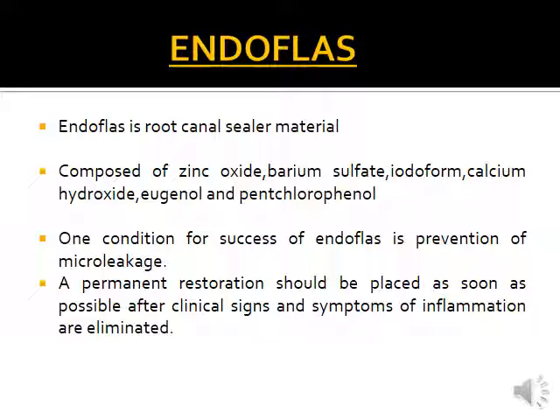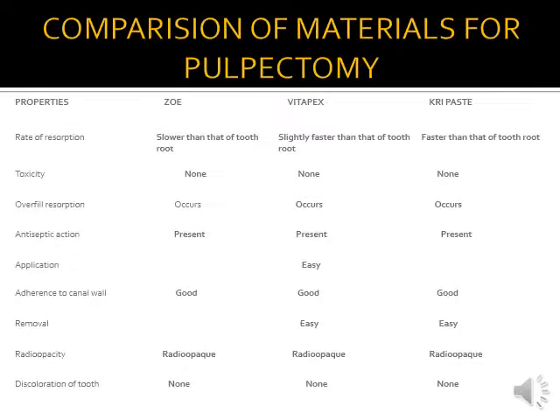Endoflas. Endoflas is a root canal sealer material composed of zinc oxide, barium sulfate, iodoform, calcium hydroxide, eugenol, and chlorophenol. The one condition for the success of Endoflas is prevention of microleakage. A permanent restoration should be placed as soon as possible after clinical signs and symptoms of inflammation are eliminated. This is the table showing comparison of different materials like Zoe, Vitapex, Kri paste.